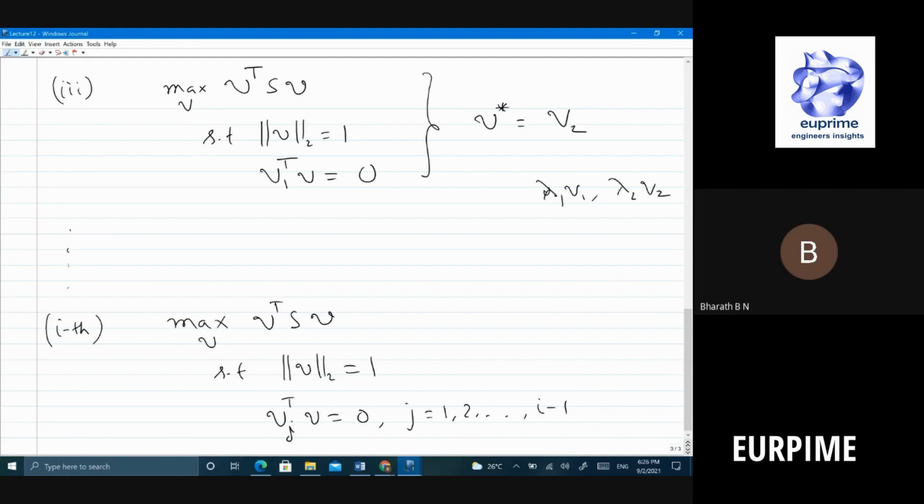This is essentially principal component analysis, right? What is principal? It's like main or important component, right? The first important component is V1, the second important component is V2, and so on. That's what we have looked at here. Is this fine, everyone? Well, what is the solution of this? The solution here would be Vi.